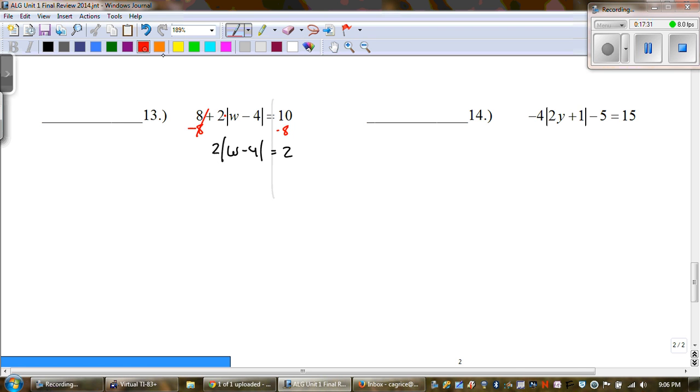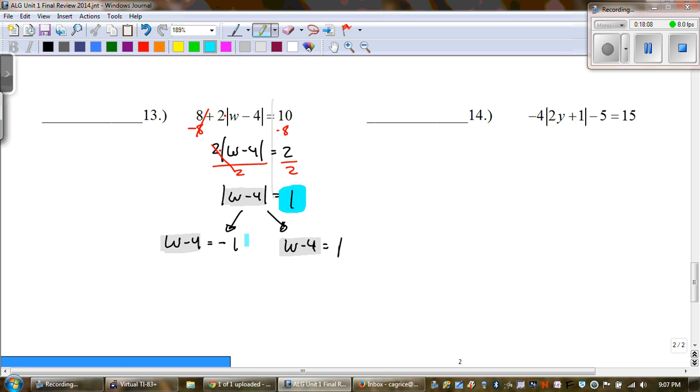Now, the next thing, we got multiplication. To get rid of multiplication, we need to divide by 2, and we're left with w minus 4 equaling 1. Okay, that is a positive number, so we're going to have two answers. We go w minus 4 equals a positive 1, and w minus 4 equals a negative 1. Remember that what's inside stays exactly the same, but the 1, it can either be positive or negative, okay?